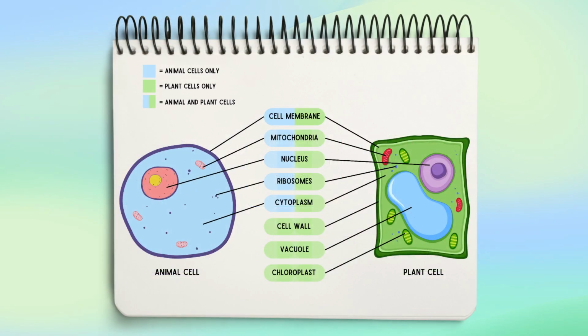So here is our final labeled diagram, which shows the different organelles of plant and animal cells, which are both types of eukaryotic cells. Notice that plant cells share all the same structures as animal cells, but also possess additional features: a cell wall, a vacuole, and chloroplasts.